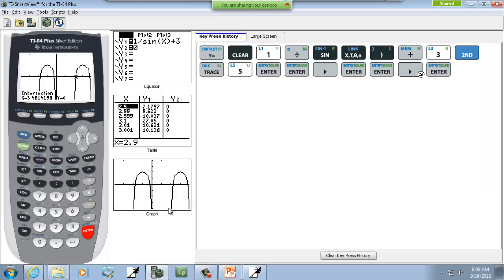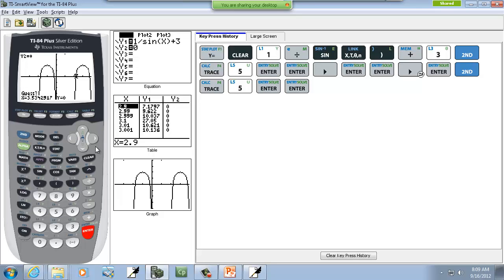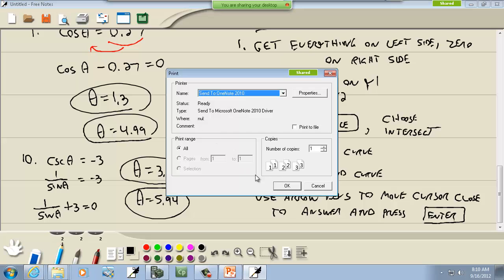Well, we have a second answer, so we have to do it again. So do second trace, choose intersect, enter on first curve, enter on second curve, and I'll move this over closer to this one. And then press enter, and we get 5.94. And those would be our answers. Let me save this page and we'll look at the next problem.